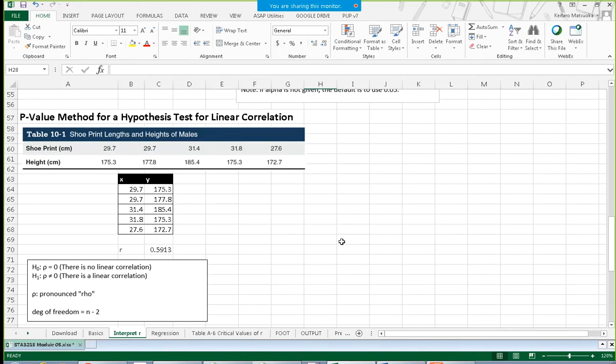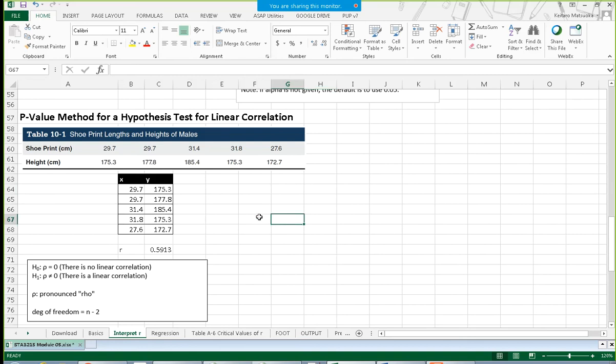If you do hypothesis testing using p-value method, here's how. Here's an example from the book. There's a shoe print length and then the height. Okay, there's correlation between these two variables. So then the claim is there's a linear correlation. Now the null hypothesis is that there's no linear correlation. And by the way, this P looking thing, it's pronounced rho. It's the Greek letter for R.